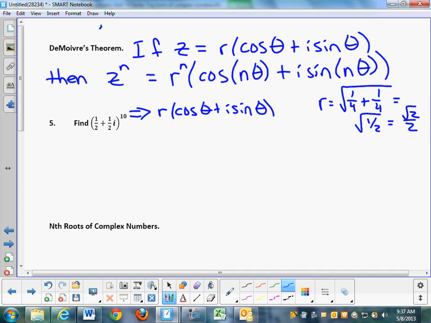Now what I need to do is find my theta value. Theta has to satisfy tangent of theta is equal to b over a. What's b over a? 1/2 over 1/2 is 1. This complex number, is it in the first, second, third, or fourth quadrant? First quadrant. So what angle is tangent of theta equal to 1 in the first quadrant? Pi over 4. Everybody got it? So we've got theta is equal to pi over 4.